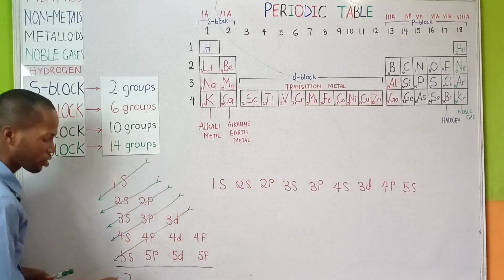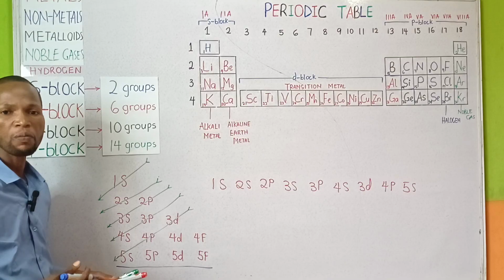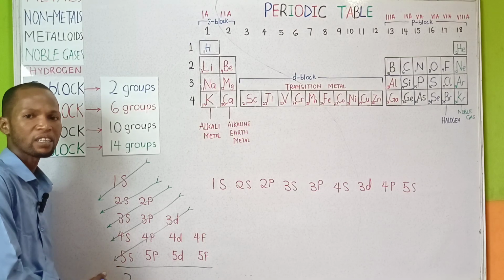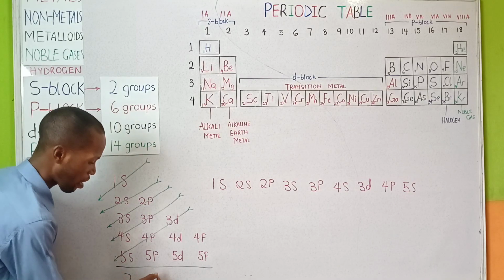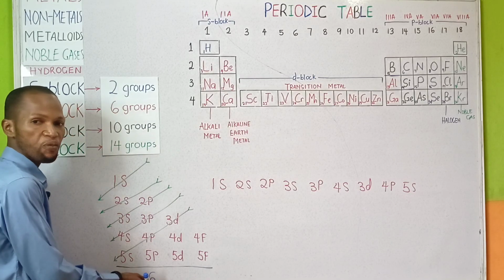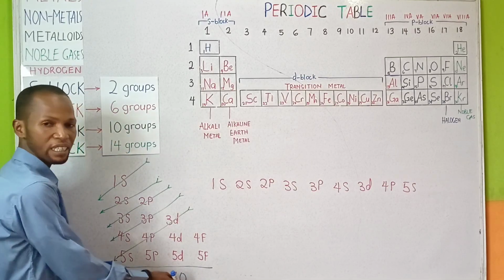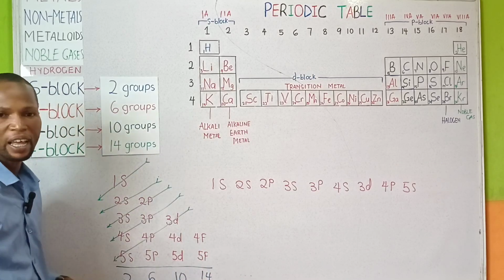The difference in these orbitals is 4 electrons. So we keep adding 4 electrons to the previous orbital. When we add 4 electrons to 2, we have what? 6. Add 4 to 6, we have 10 electrons. Add 4 to 10, what do we have? Yes, we have 14 electrons.